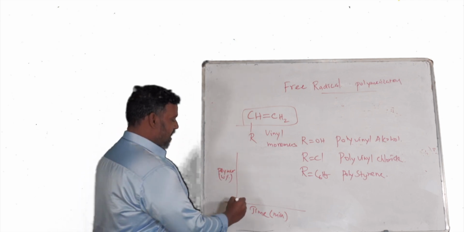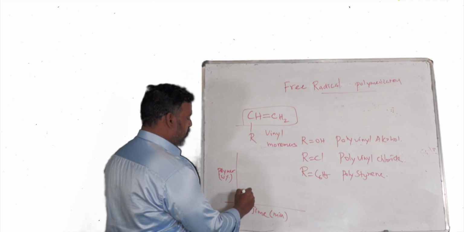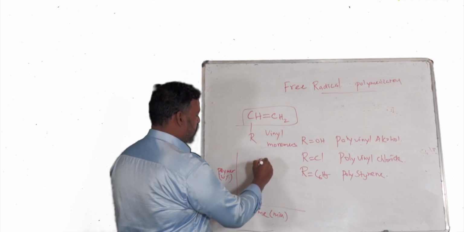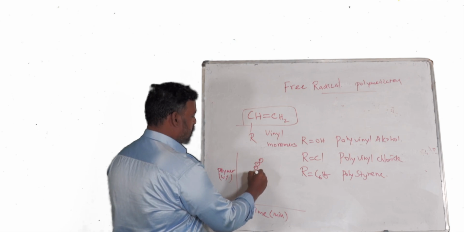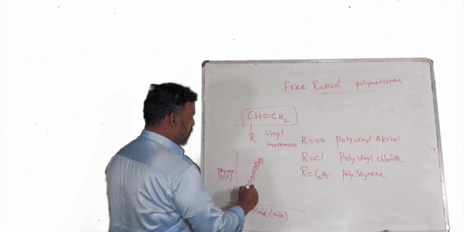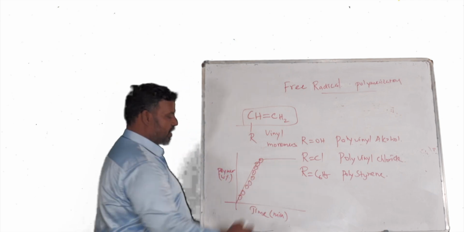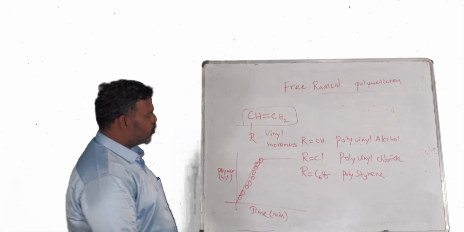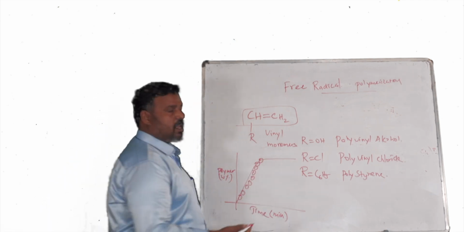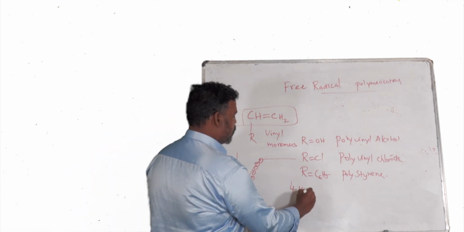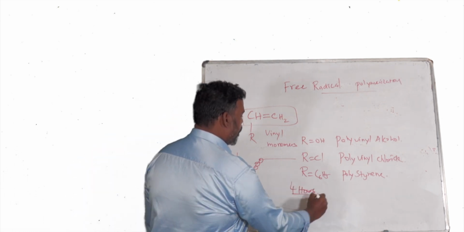So with time, what happens when the time increases? Within 30 minutes, most of the polymer will be polymerized. Most of the monomers will be polymerized and it saturates after a certain time. Still, usually when we do a free radical polymerization, we give it a time like 4 hours, so that all the monomers are polymerized.